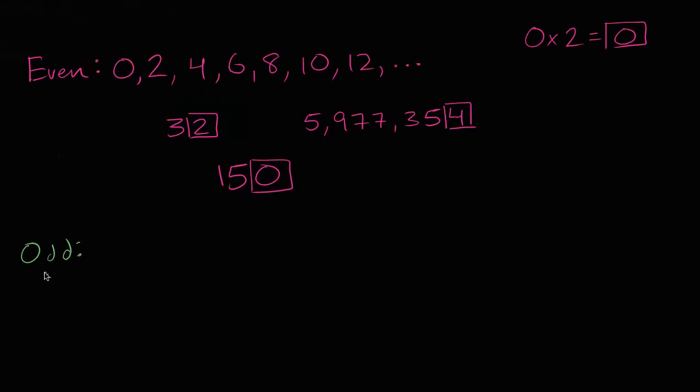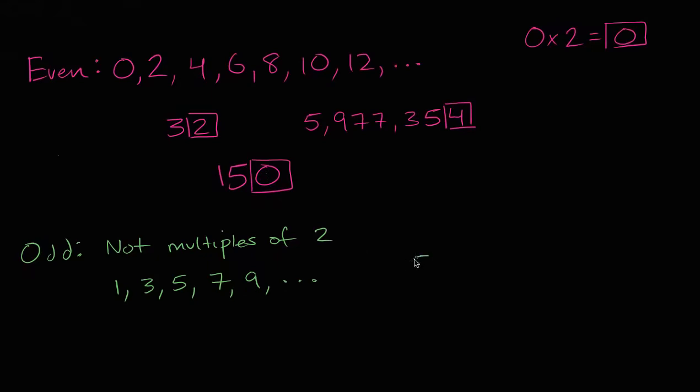So what are odd numbers? Well, one way to think about them is they're the numbers that aren't even. So not multiples of 2. What are some examples of odd numbers? Well, 1, 3, 5, 7, 9, and of course you can go on and on. And just like we could look at the ones place to spot an even number, you can also look at the ones place to spot an odd number.